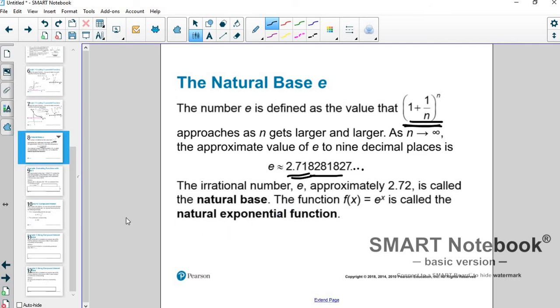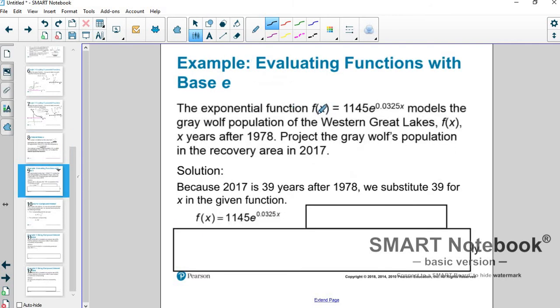All right, so just a quick example. Here's a function that models the gray wolf population of the Western Great Lakes, and we're looking at evaluating the model in 2017, and that is 39 years after the model started. Okay, so x is equal to 39, so we're going to take f of 39. Okay, so what does f of 39 look like? You're going to take 1145 e to the 0.0325 times 39. Now, how do I plug this into my calculator?